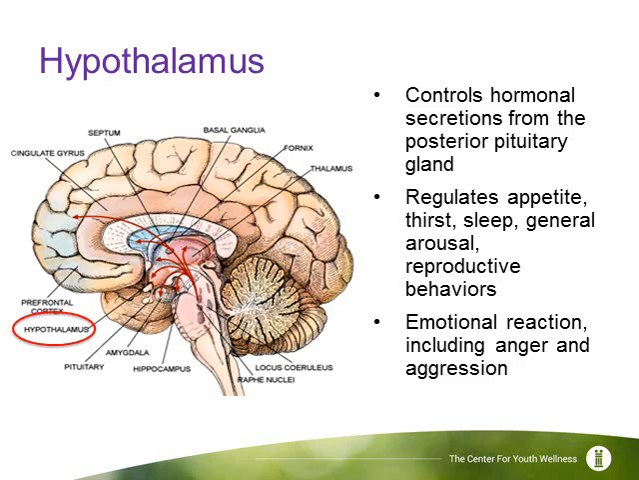It's important to note that some parts of the brain have a direct effect on the body, not just the brain. One example of this is the hypothalamus. The hypothalamus contains many specialized nuclei that help maintain basic physiological functions such as body temperature, blood pressure, fluid and electrolyte balance, and digestion. The hypothalamus also helps regulate complex behaviors like appetite, thirst, sleep, general arousal, and reproductive behaviors. In addition, it plays a role in emotional reactions, including anger and aggression. In other words, the hypothalamus takes care of the many necessary brain functions that occur without us having to think about or plan them.